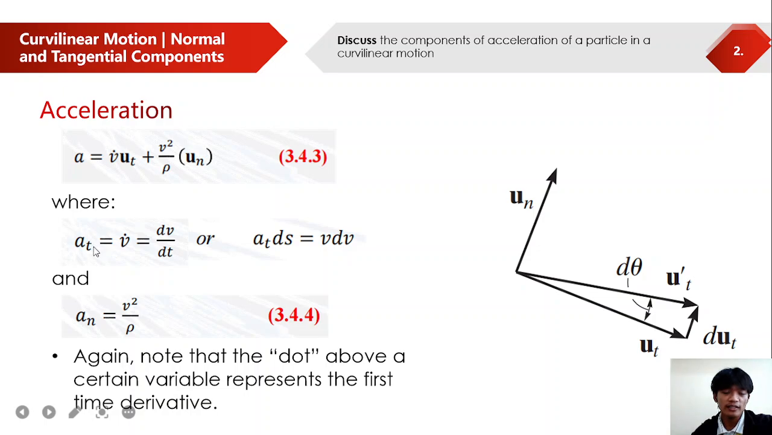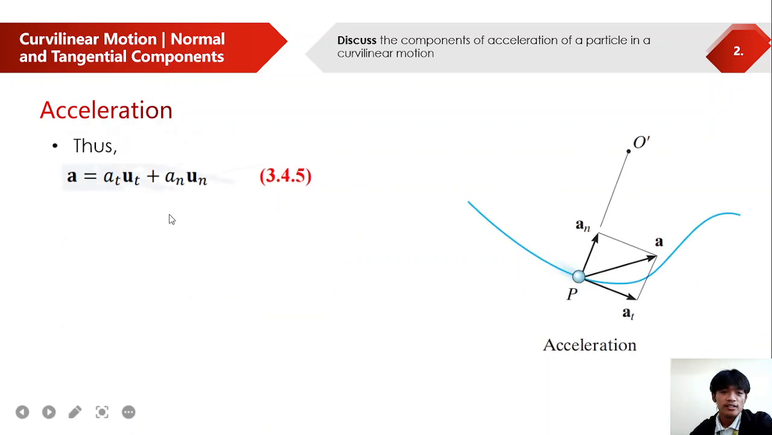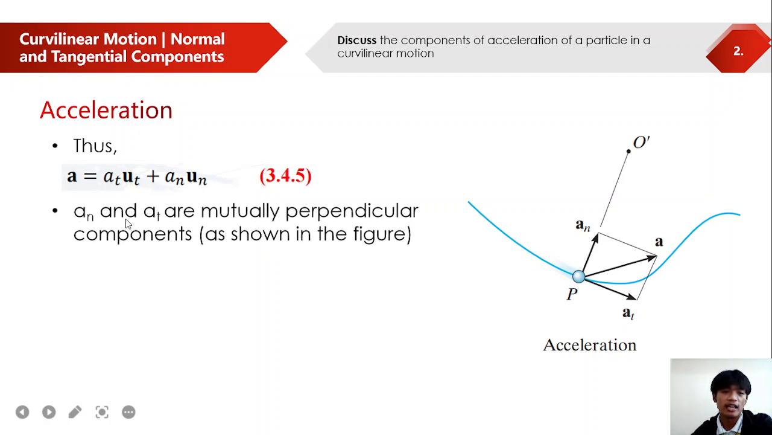Okay? Again, to solve for the tangential component of acceleration, dv over dt. Now, for the normal component naman ng acceleration, v squared over rho. Thus, a is equals to a sub t times u sub t plus a sub n times u sub n. A sub n and a sub t are mutually perpendicular components as shown in the figure.